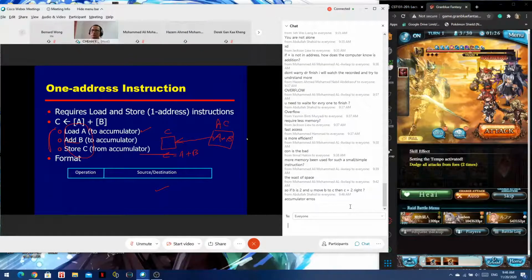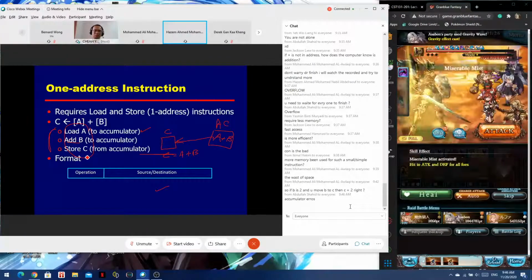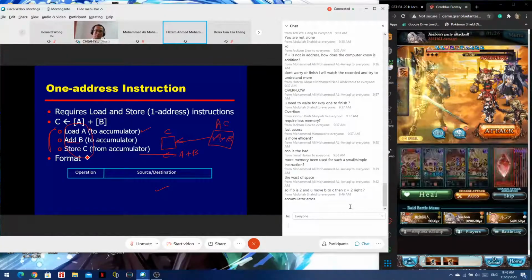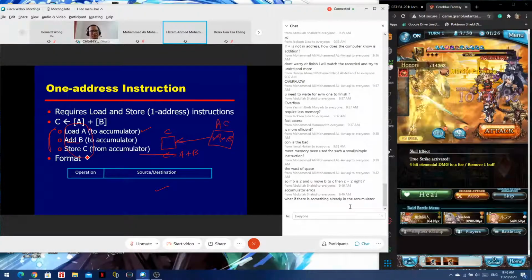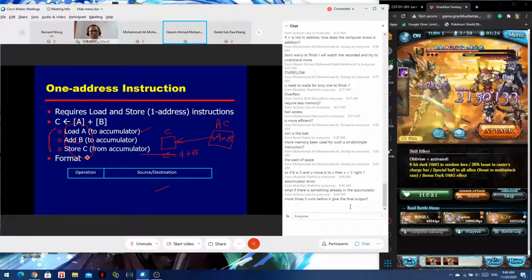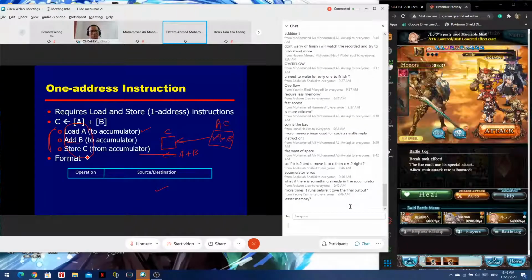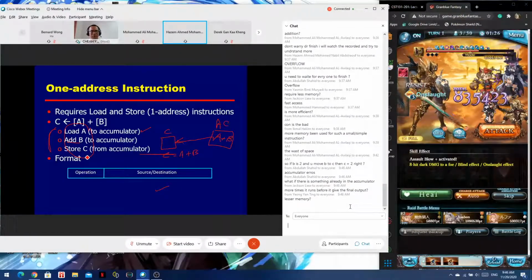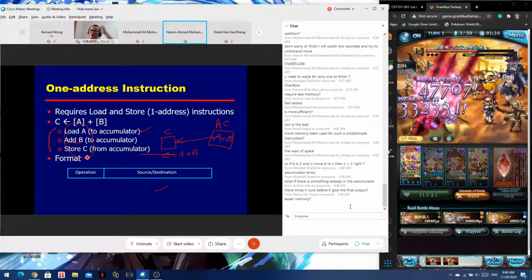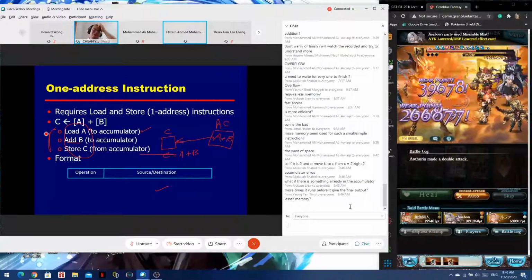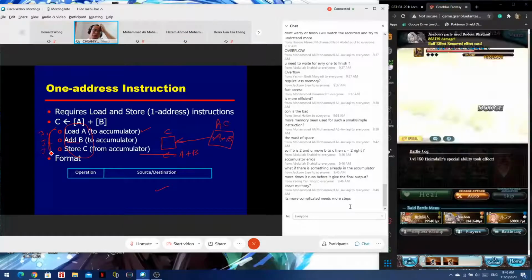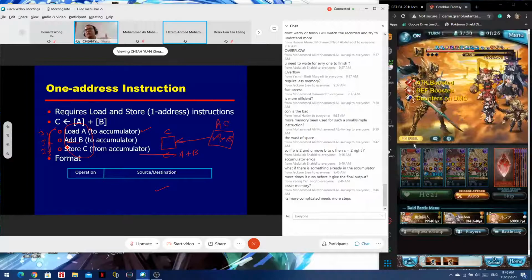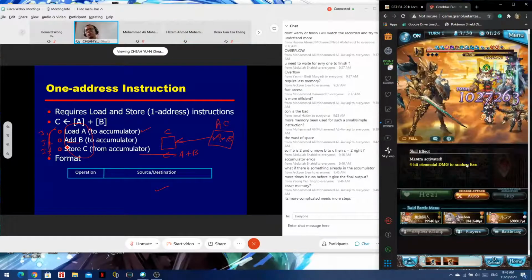Yes. You mean this format or this destination or this address is for load, then another one the same for add B, then another one for store C, or are all of these 3 in this one address? One address. Okay, these are 3 instructions. Instruction 1, instruction 2, instruction 3. And all these 3 instructions contain only one address.